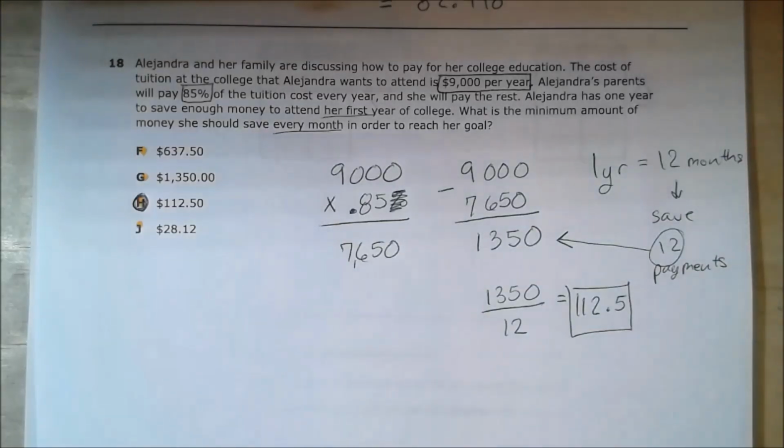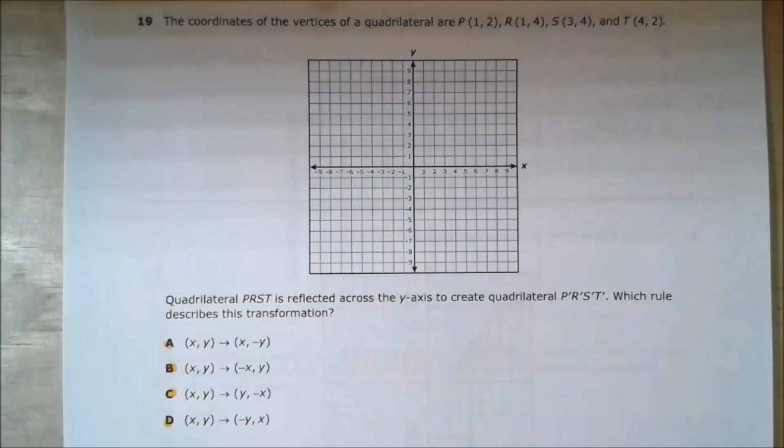Alright, in problem number 19, it says the coordinates of the vertices of a quadrilateral are P (1, 2), R (1, 4), S (3, 4), and T (4, 2). Quadrilateral PRST is reflected over the y-axis to create quadrilateral P'R'S'T'. Which rule describes this transformation?